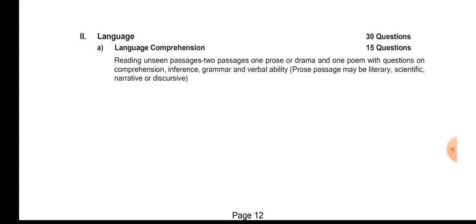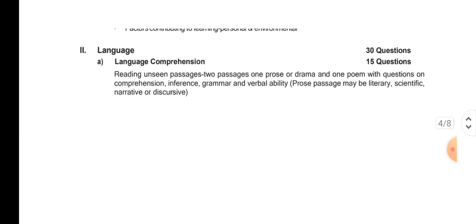What is there? Reading unseen passages, 2 passages, 1 prose or drama and 1 poem with questions on comprehension, inference, grammar and verbal ability. Prose passages may be literary, scientific, narrative or discursive. So what are they saying?